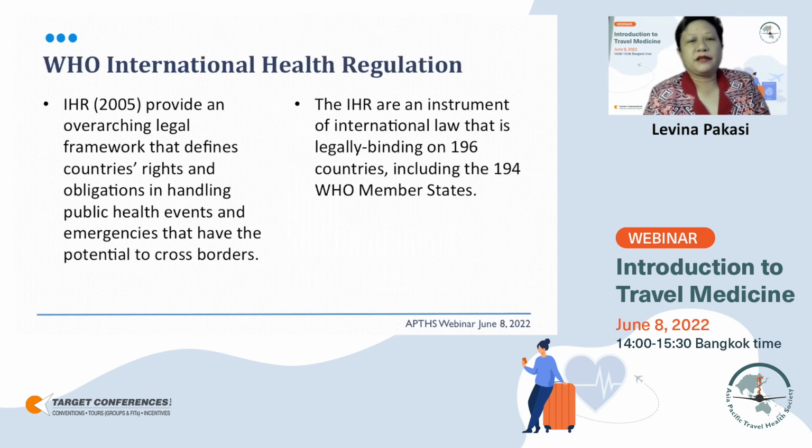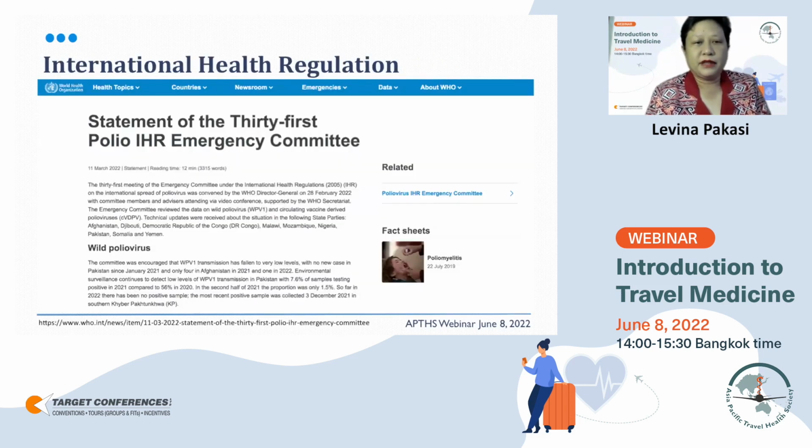This is the International Health Regulations from WHO in 2005, and this is international law for all the WHO member states. For instance, you can find here the policy on polio. Polio is one of the diseases that is still internationally regulated. You can check it if you need to find the policy on polio in certain countries or areas.